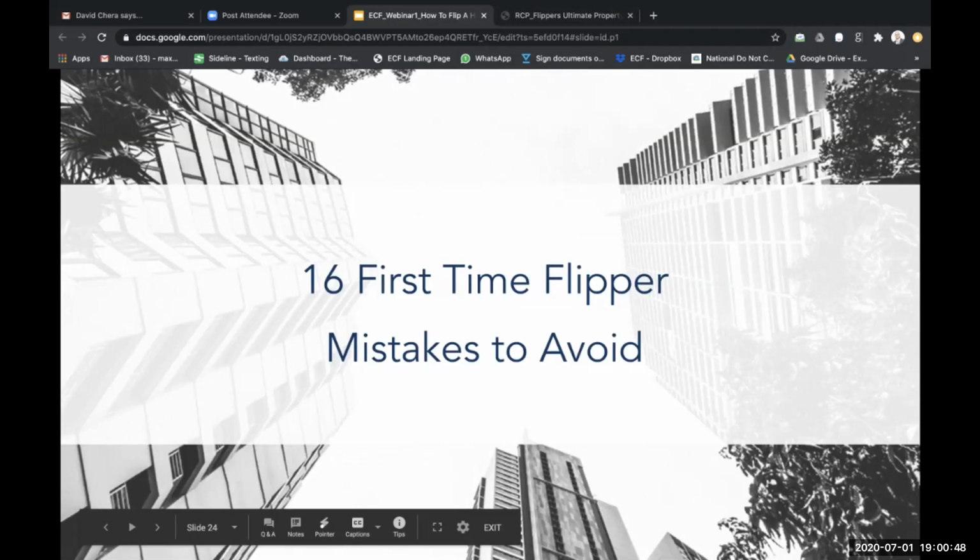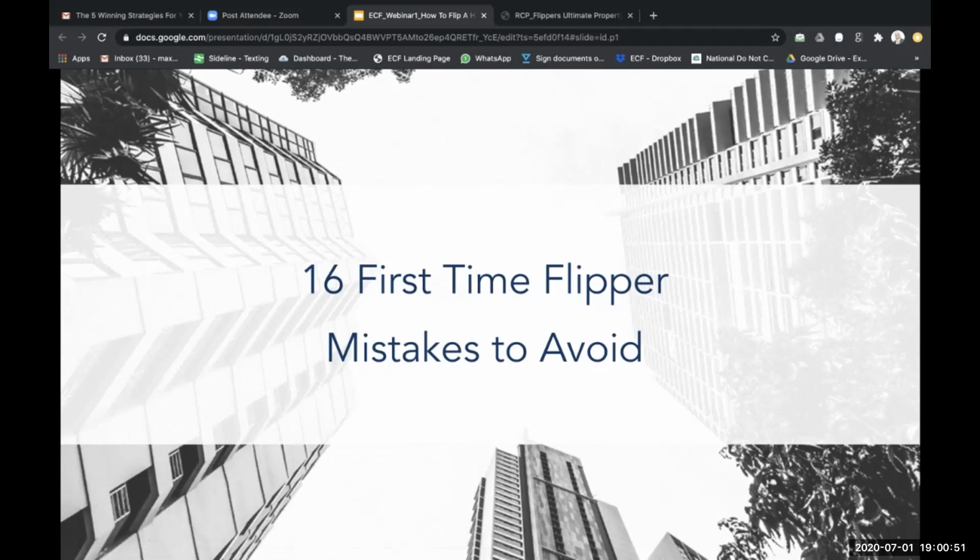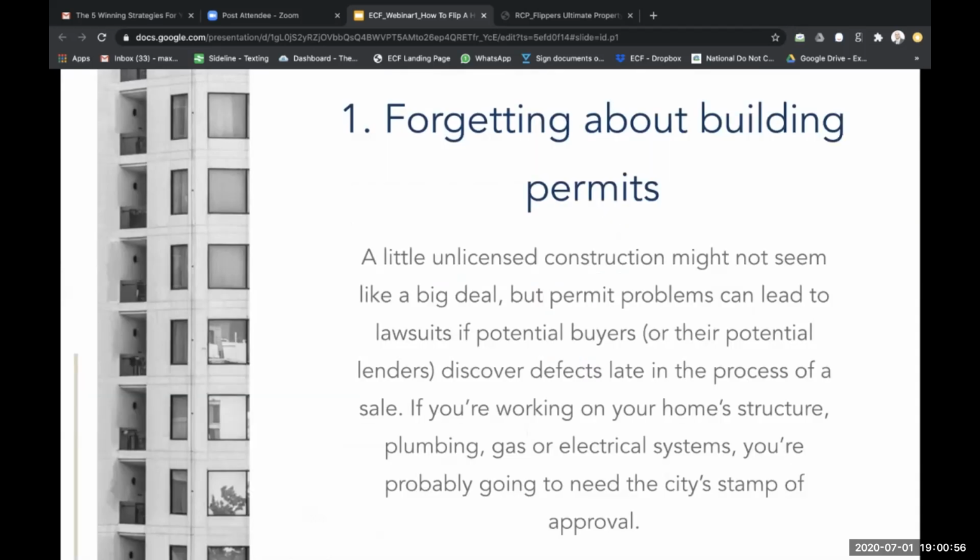Okay, so these are just quick tidbits I want to bring out to everybody about mistakes that everybody should be avoiding. An unlicensed contractor might seem like not a big deal, but permit problems can lead to lawsuits if potential buyers discover the defects in the process of a sale. So what I'm trying to say here is, if you're going to use an unlicensed contractor, your end buyer, whether he's an owner or an investor, if he's doing his appraisal and a possible inspector somehow catches that you're using an unlicensed contractor, it could cost you in the end.